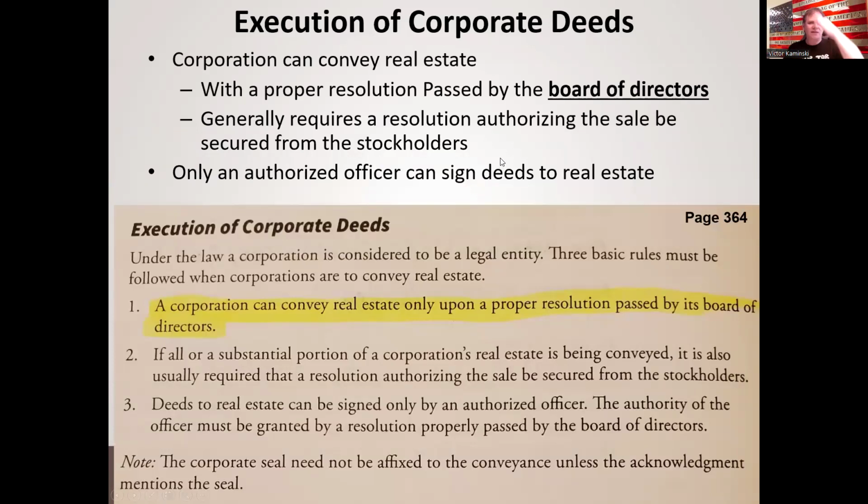So how does execution of corporate deeds get done? Well, by the board of directors. The board of directors makes all the decisions on behalf of corporations. They're hopefully making their decisions on behalf of and looking out for their stockholders' best interest, hopefully. So highlight: a corporation can convey real estate only upon a proper resolution passed by its board of directors.